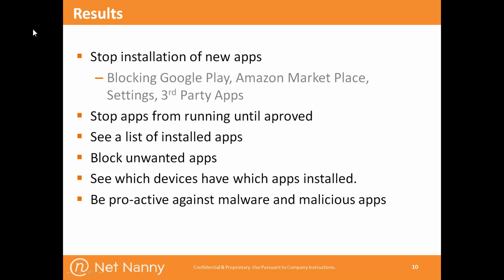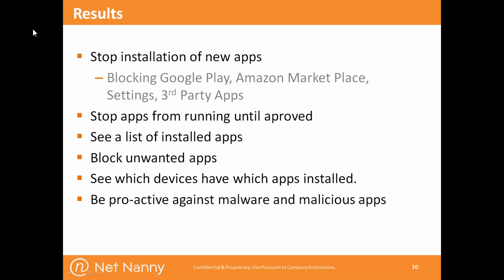Obviously, NetNanny provides the content filtering, which everyone is familiar with: that filtered web browser, the ability to block categories or types of websites, mask profanity. But in addition to that, we can stop the installation of new apps, and that's simply by blocking Google Play, Amazon Market, and blocking the settings so people can't install third-party apps. We can stop apps from running until they're approved. The way that we do this is we simply set the settings within NetNanny to block newly installed apps until they're approved. We can see the list of all the installed apps.